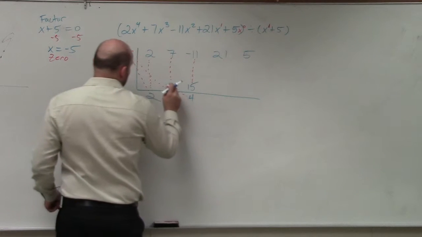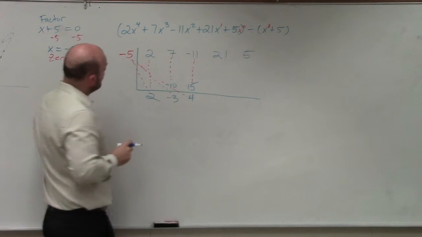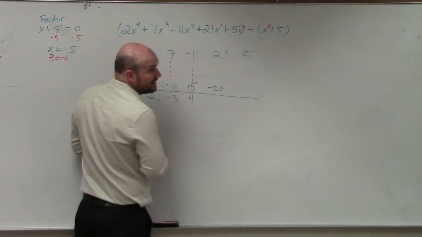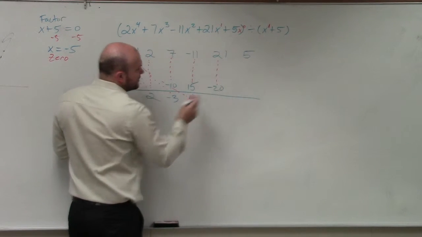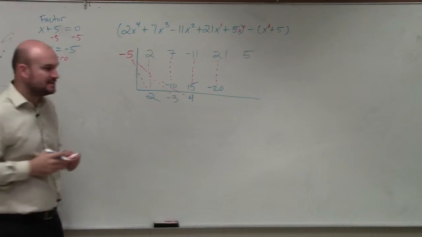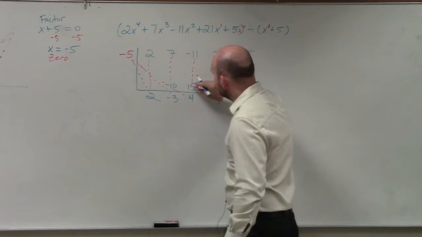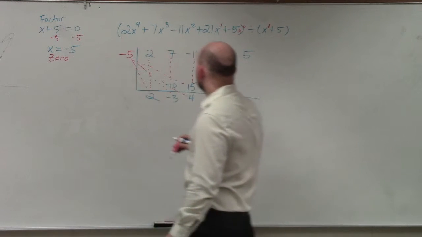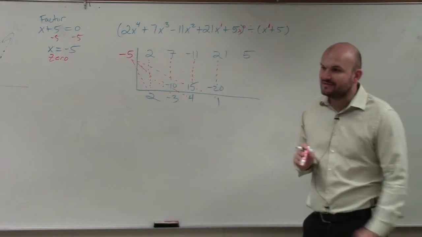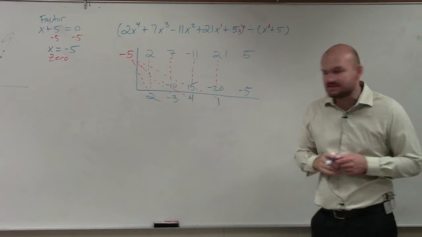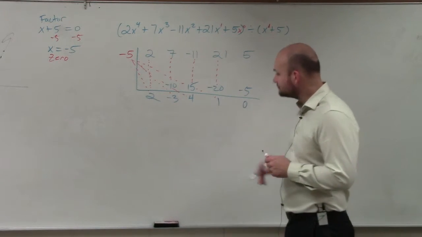Multiply on the diagonal. 4 times negative 5 is negative 20. Add on the vertical. 21 minus 20 is 1. Multiply on the diagonal: 1 times negative 5 is negative 5. 5 plus negative 5 is 0.